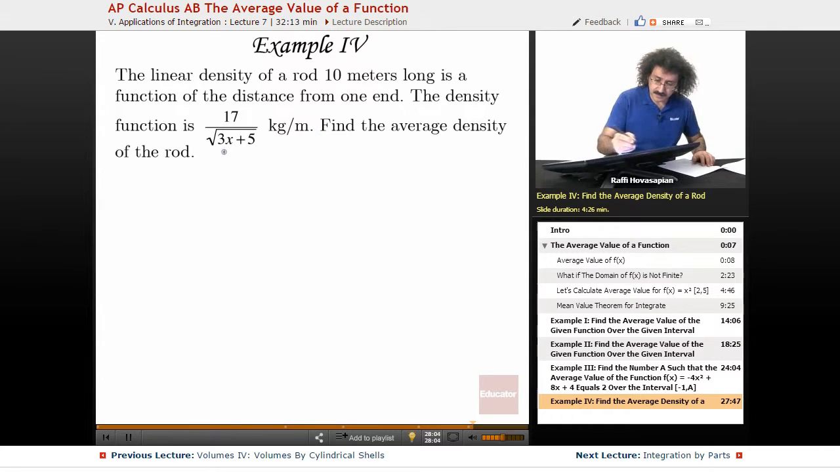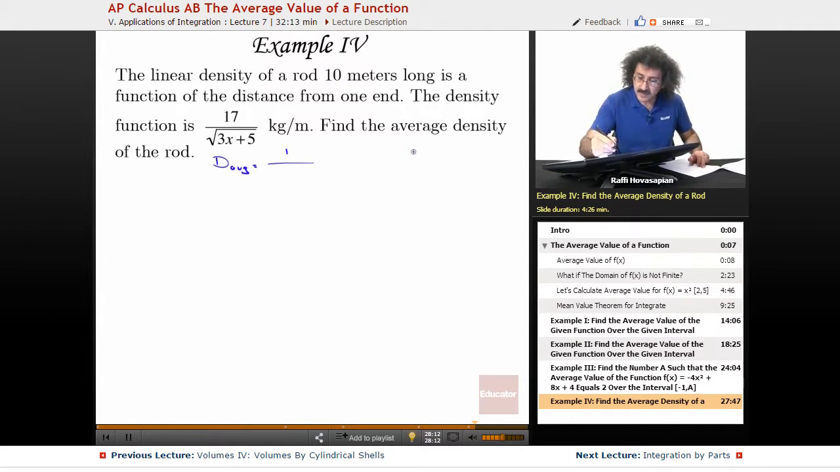Okay, well, the average density is 1 over, well, let's see what this rod looks like. We have a rod which is going to be 10 meters long, so this is 0, this is 10. They're telling me as I move along the x-axis, as x increases from 0 to 10, the density changes. So it's a variable density as we move along the rod.